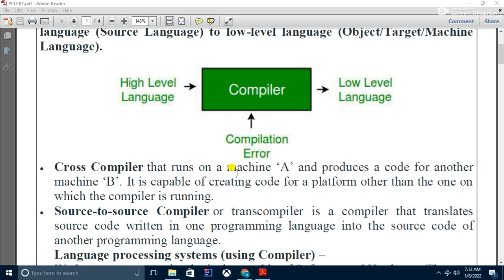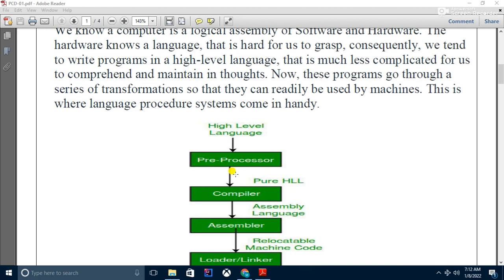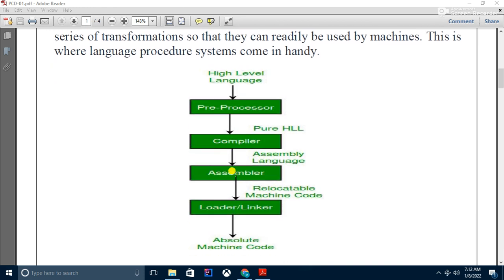So the basic functionality of the compiler is to convert a high level language program into machine language. As we know, programmers write programs in a high level language. There are different high level languages, and as the computer understands only machine language, the high level language needs to be converted into machine language. So the compiler program works as an intermediary software between the user and the computer for translation purposes.